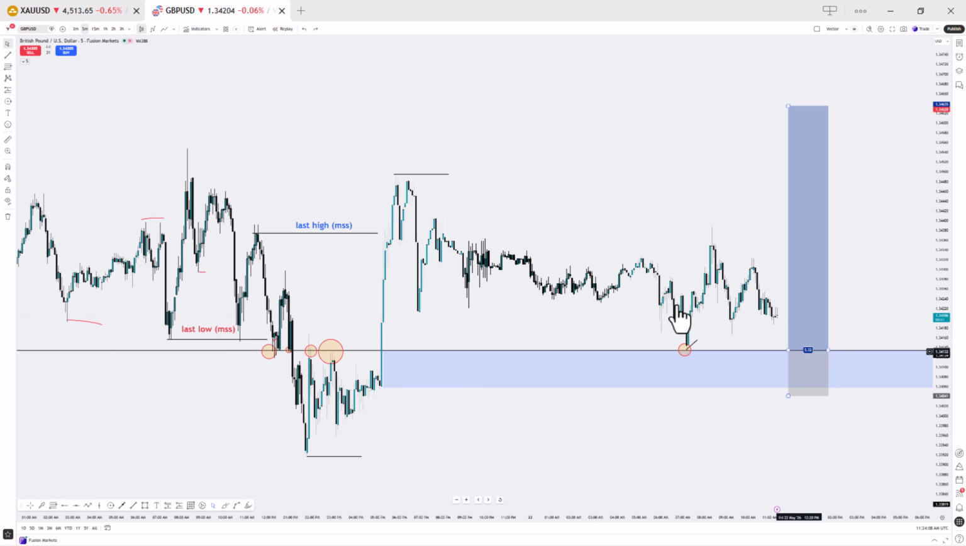Now you're probably asking, why am I not using these zones right here? Because none of it took a high. So this did not take a high, and this is just a downtrend. I don't really have to use any of this for my entry right now.